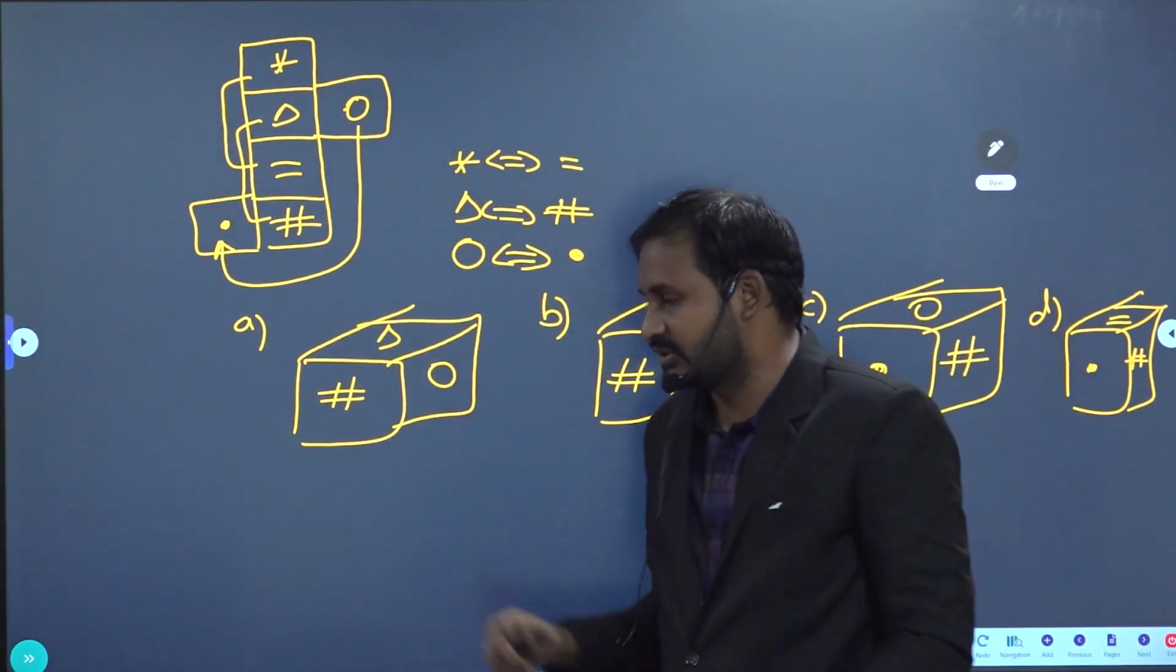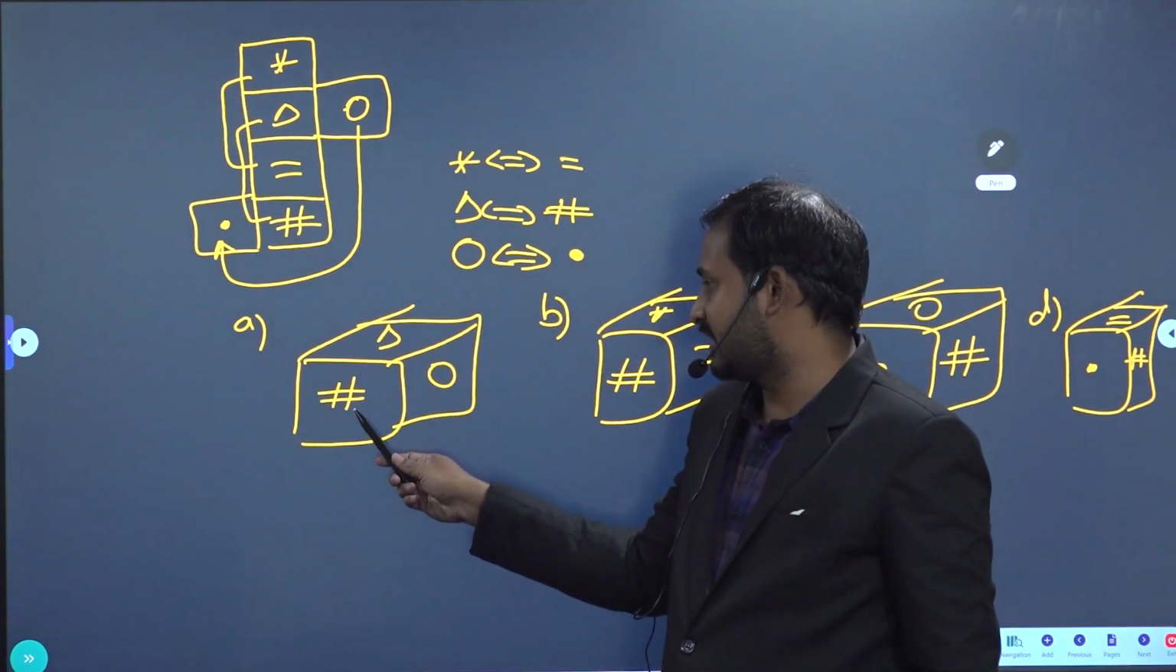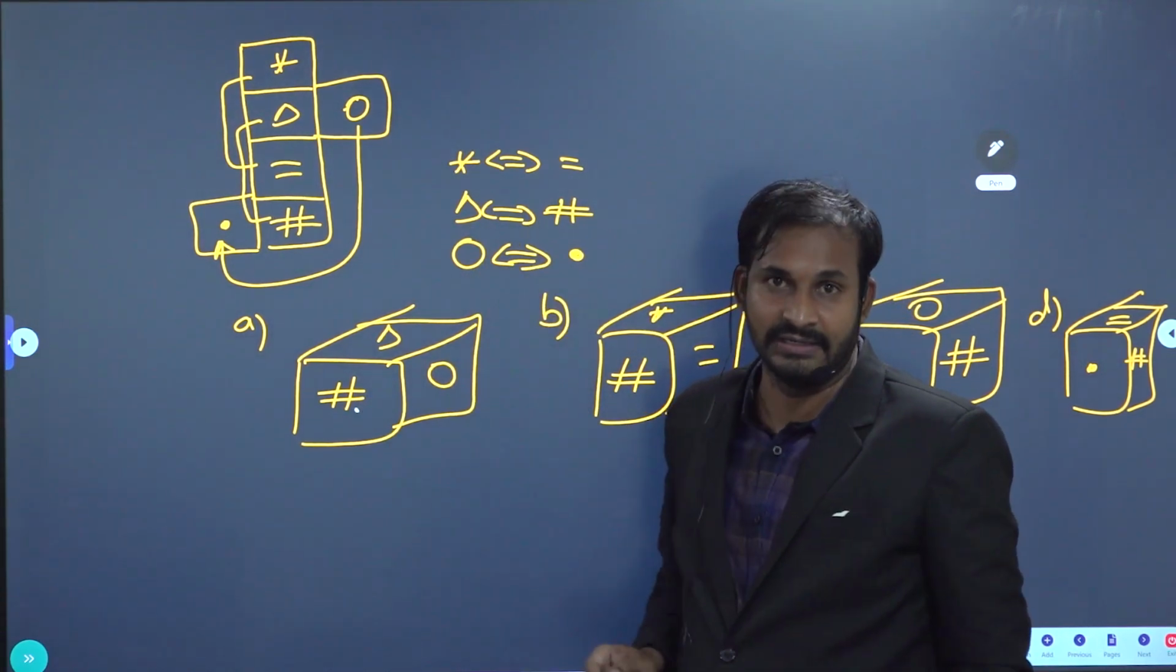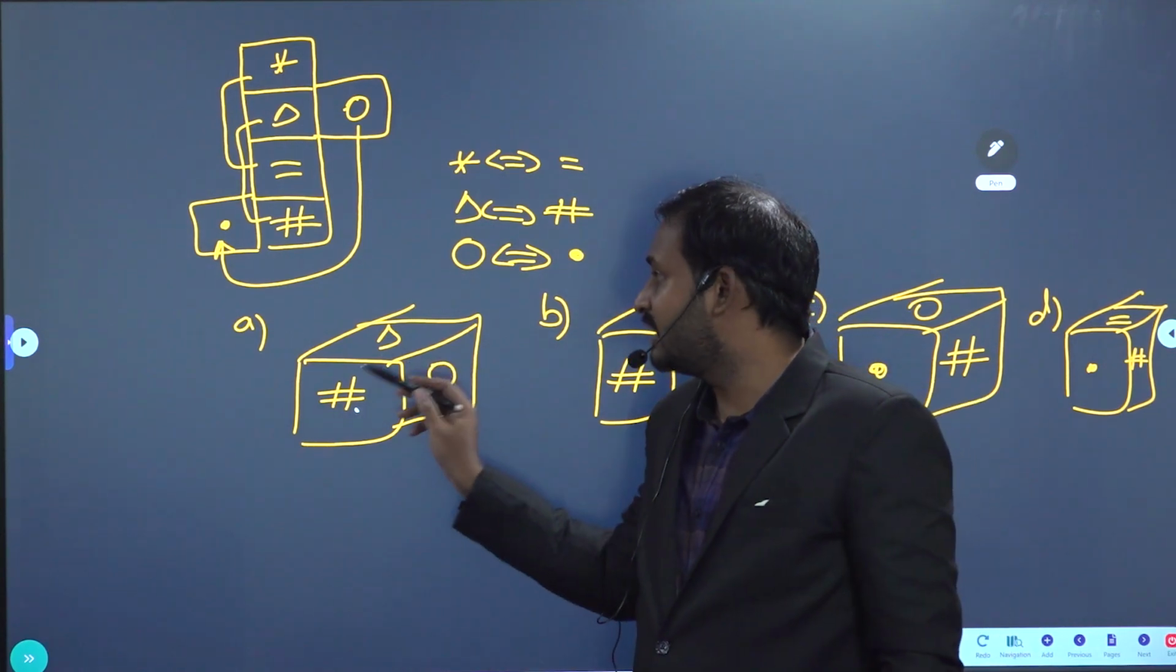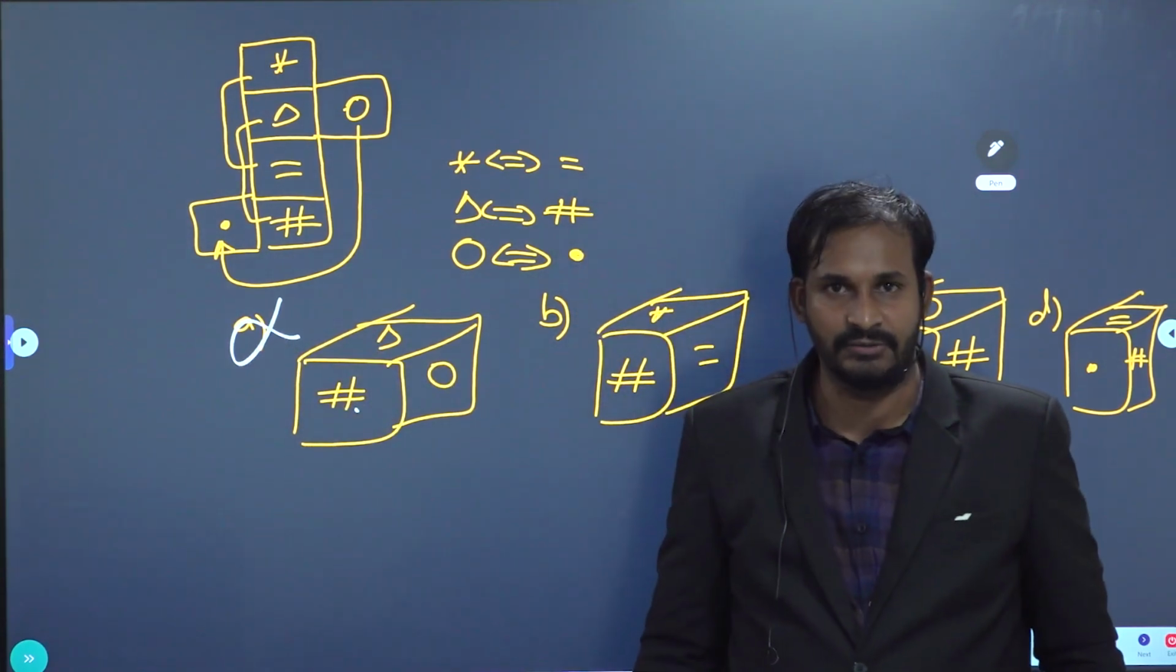Now come to my first projection. Here I can see hashtag. That means I should not see what? Triangle. But triangle is also there here. So that is not my correct projection.